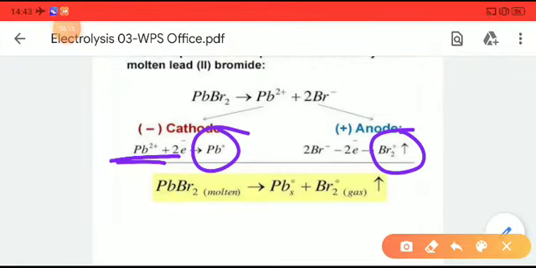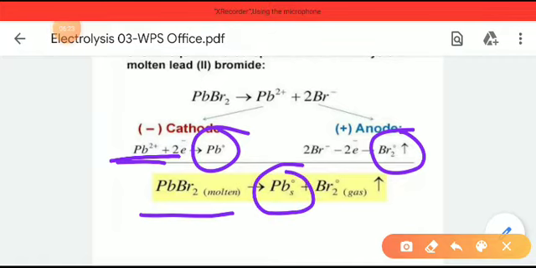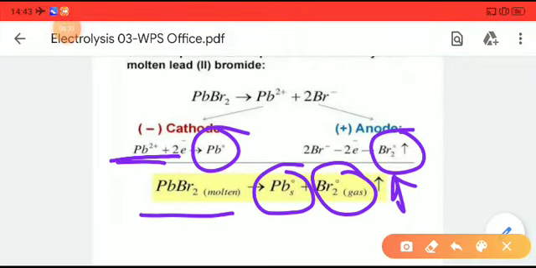Okay, this Br2 is a neutral Br2. So what happens on electrolysis of molten PbBr2, molten lead bromide? It will give solid Pb, that is a neutral Pb, and Br2 as a gas. Br2 will evolve as it is a gas. So bromine gas will evolve. Okay, so that is the electrolysis process of molten lead bromide.